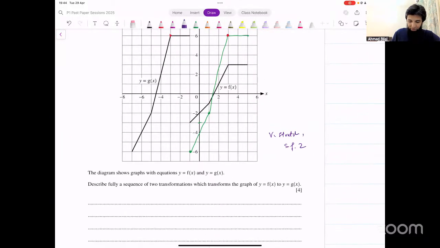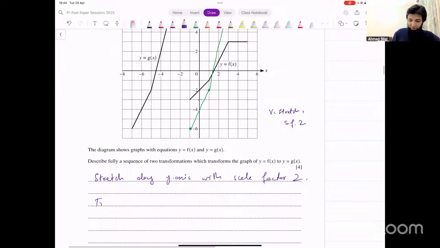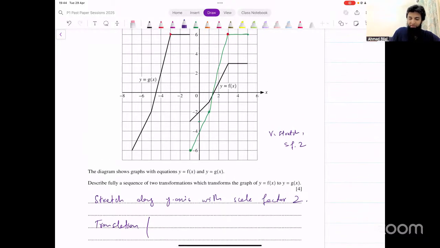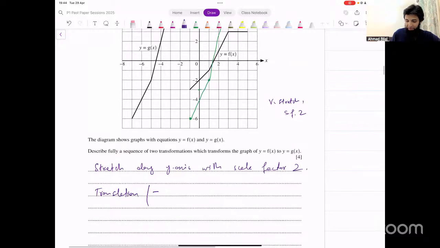Number one transformation is it's a vertical stretch, or you can say it's a stretch along y-axis with scale factor 2. That's one thing that you write. Number 2, you write down a translation. Writing down the word translation is important, and then you have to write down the vector. Do not write in words that it's moving to the left. Its vector is -6, 0, and that's it.